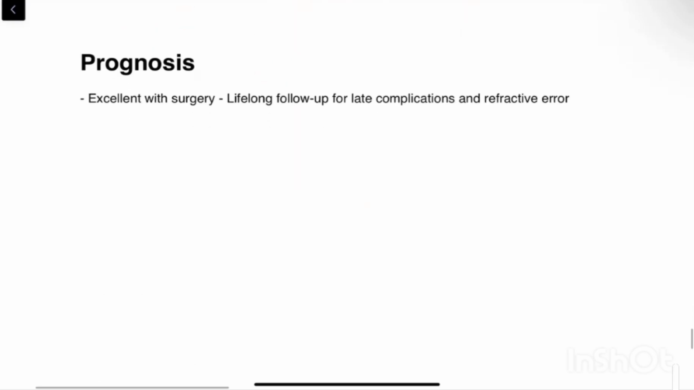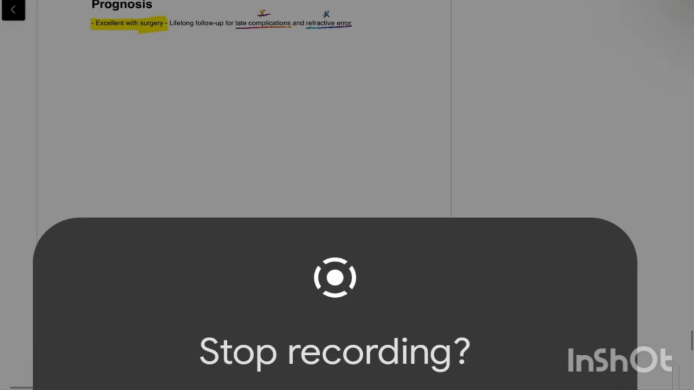So prognosis: usually prognosis is excellent with surgery. This is the bread and butter of ophthalmologists, you can say, excellent with surgery. Along with that, lifelong follow-up for late complications and refractive error is still needed. Okay, so this brings us to the end of the class on cataract.